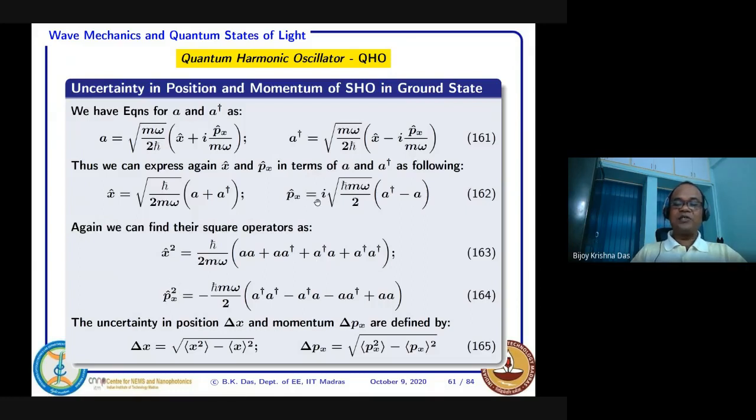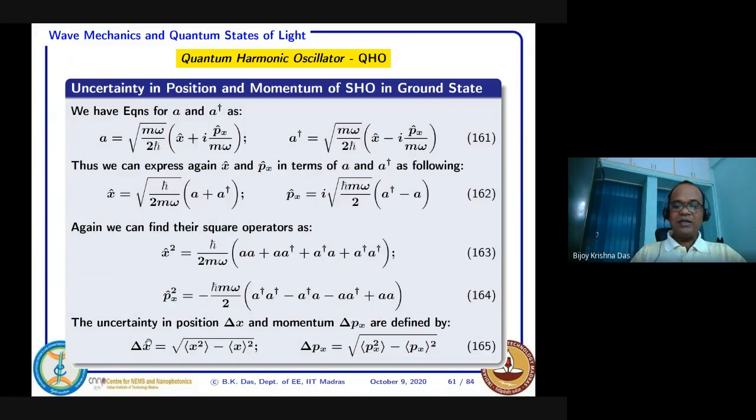Similarly, if you try to find p_x squared, you get (I minus 1), and in the same way you get x squared. So this is why we derived x squared and p_x squared in terms of A and A dagger. You will come to know very quickly why, because it is easy to find the uncertainty principle for the ground state.